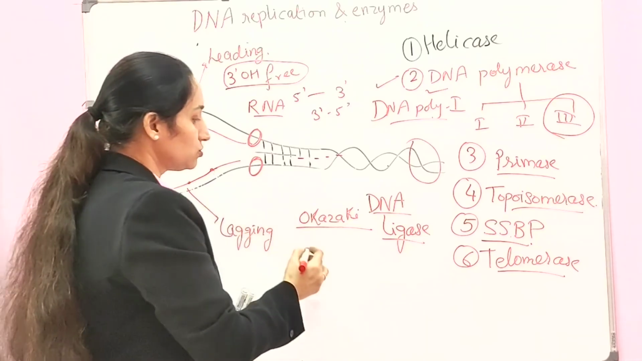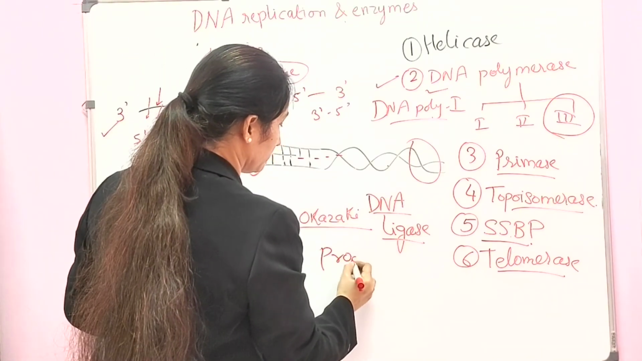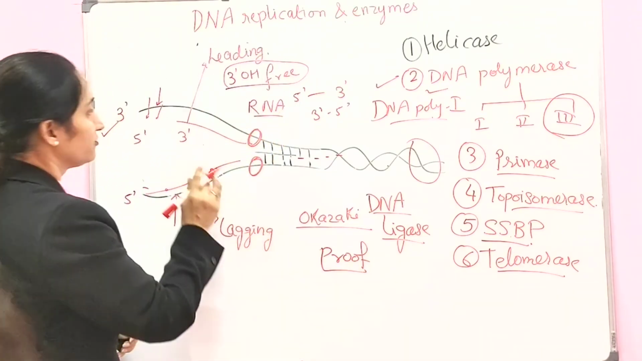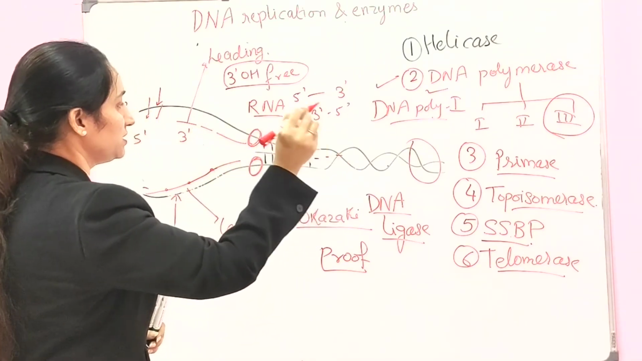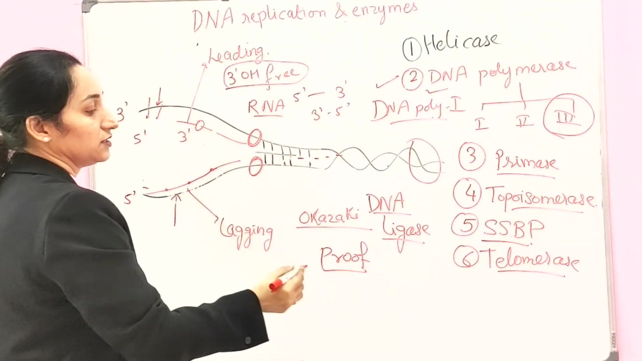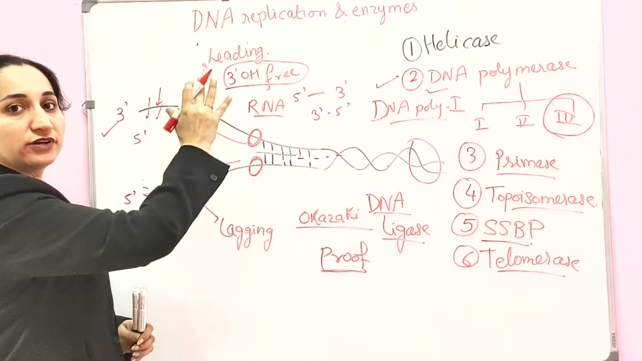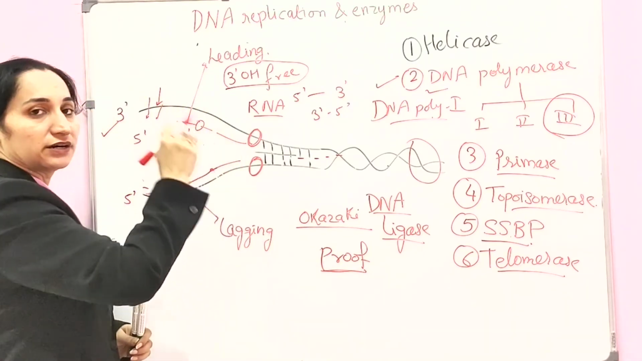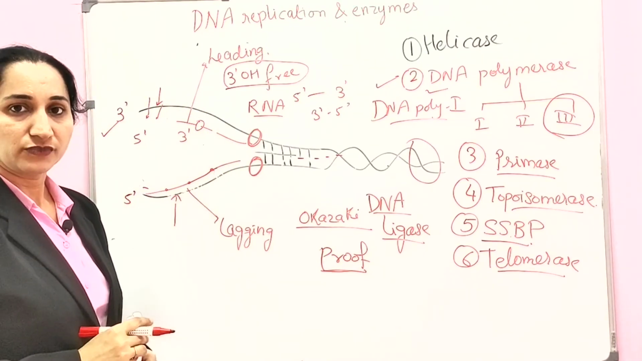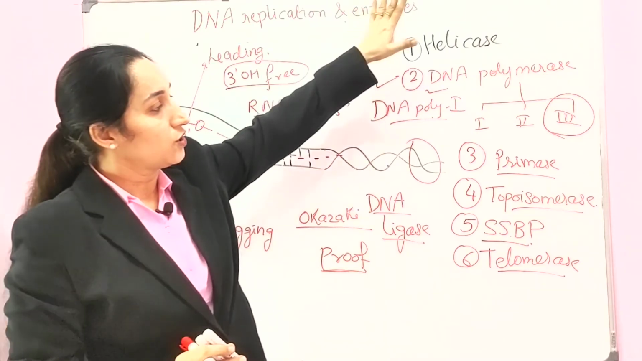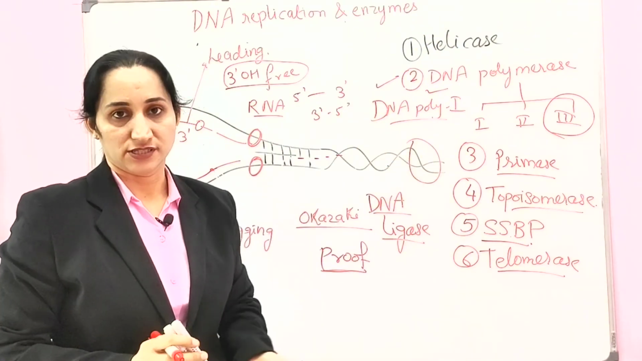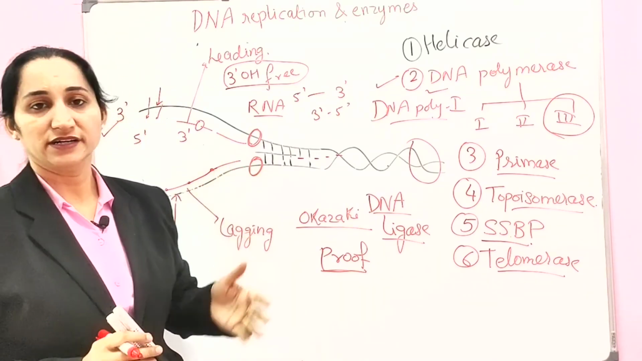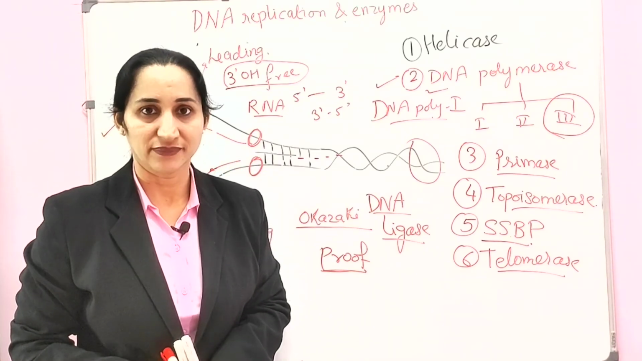Right? It also does proofreading. What happens if some wrong nucleotide is added? Then this DNA polymerase 3 itself will check it. It will do the proofreading. It will remove that and add the correct nucleotide there. Okay, so you need to memorize all the enzymes, proteins and their functions. Right? I hope you have understood all this. Thank you.